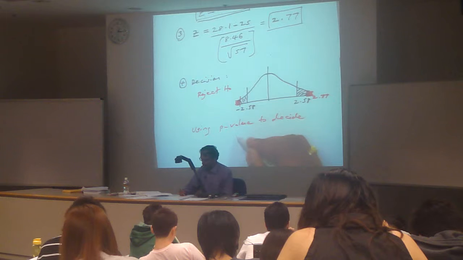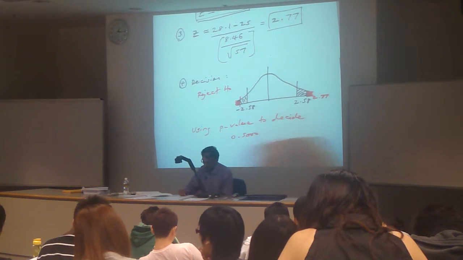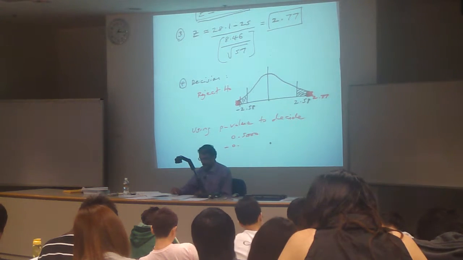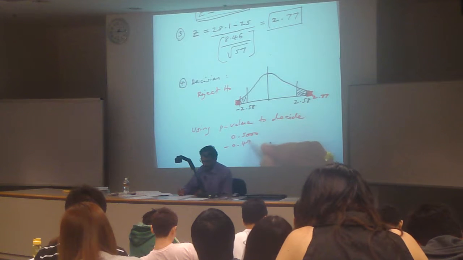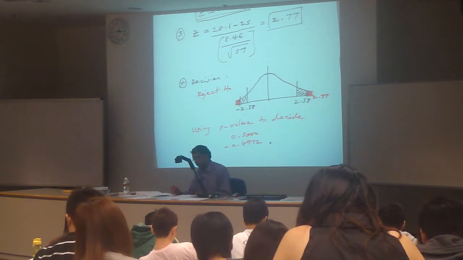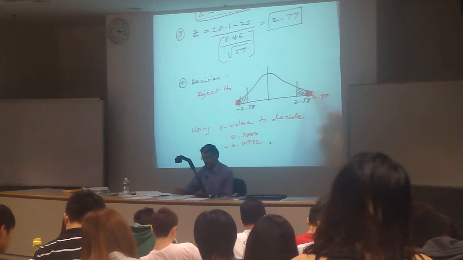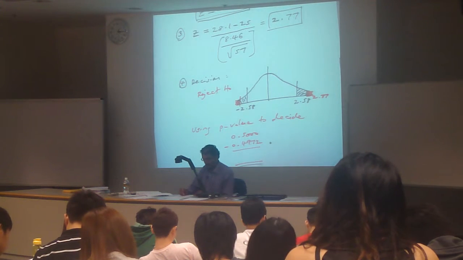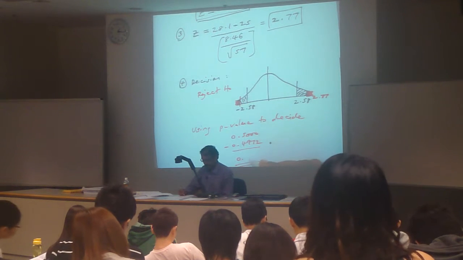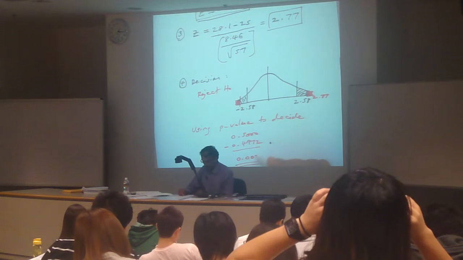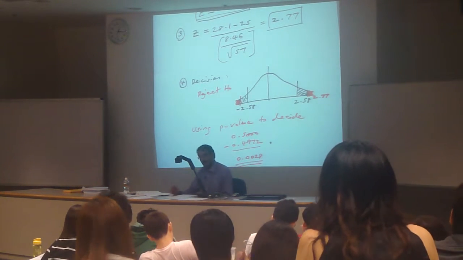So if I use a p-value, I have to take 0.5 minus the shaded area for 2.77, which is 0.4972. Please check your normal distribution table, yes or no? So the small red shaded area should be 0.5 minus 0.4972 equal to 0.0028. But you cannot use this as your p-value unless it is one tail.